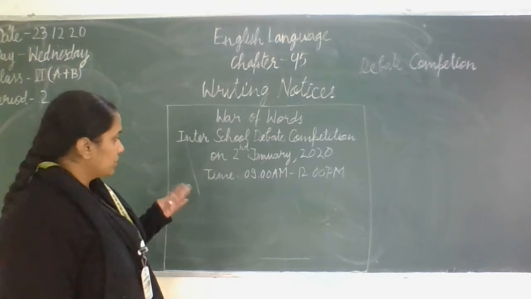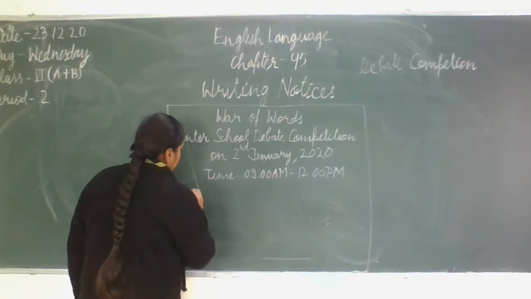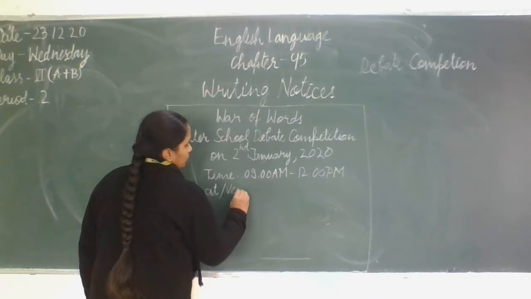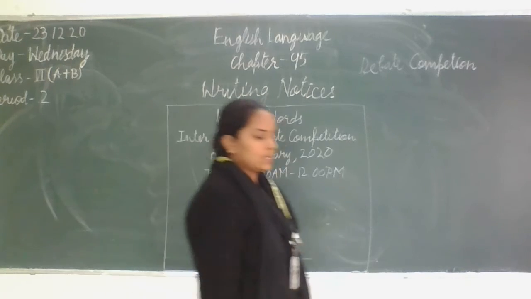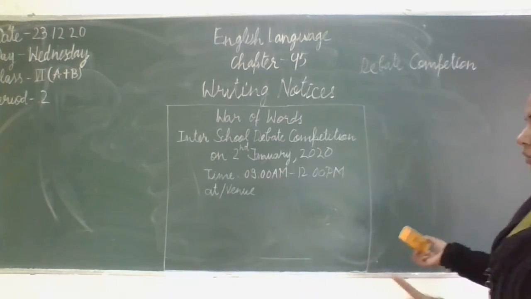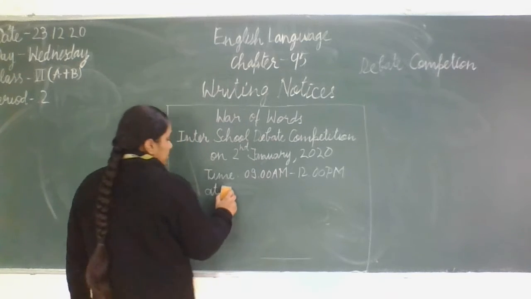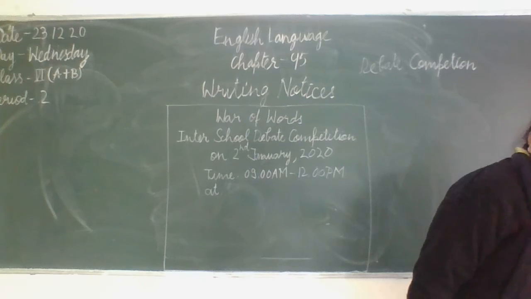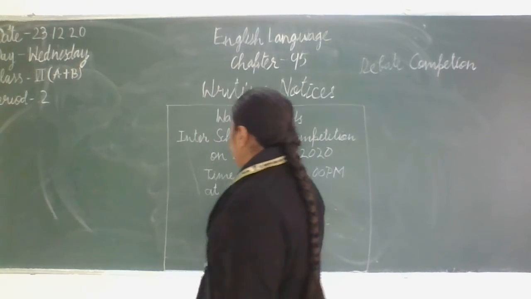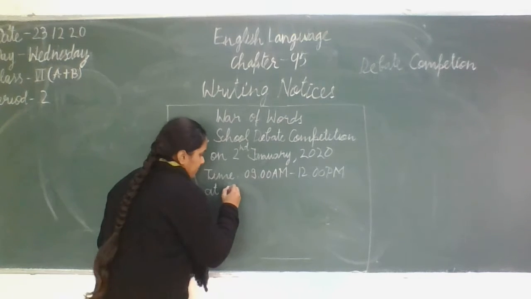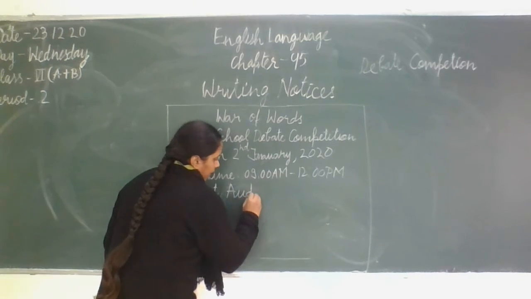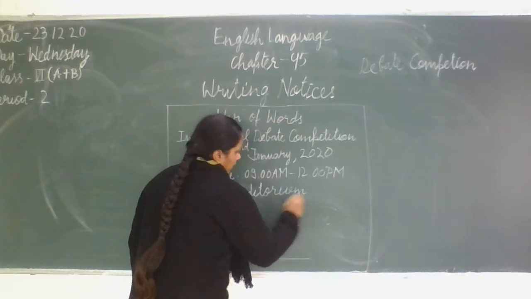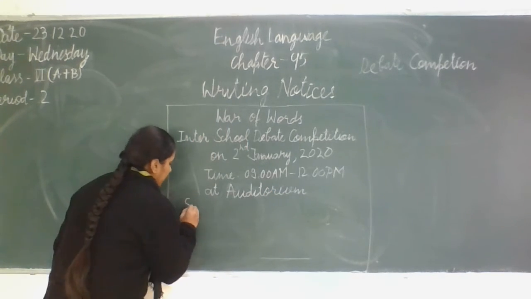Now we have to mention the venue. So here you can write at, means the place, or you can also write venue. You can write both the things. You can simply put the heading venue or you can write at. Suppose I am writing at. So, at where's the place? The auditorium.